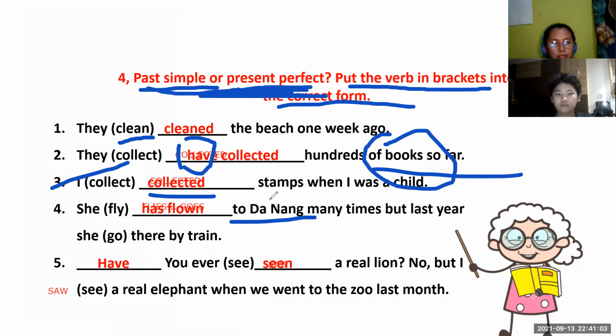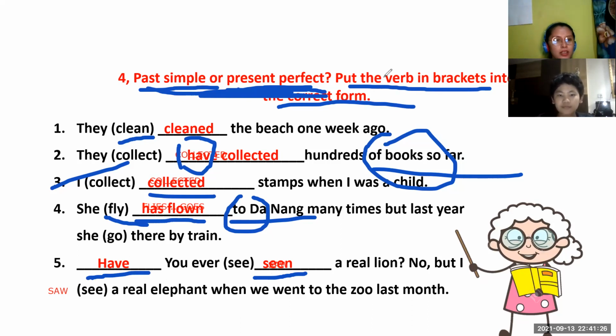For number two, there's the word to. It is in the present perfect, that is has flown. Has is singular. She is singular. That's why we use has. And then in here, have. Then this one is seen. All right.